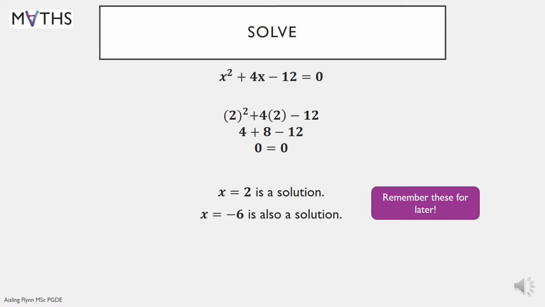Just to demonstrate the minus 6: minus 6 squared plus 4 times minus 6 minus 12. Minus 6 by minus 6 is plus 36. 4 by minus 6 is minus 24, minus 12. So you get 36 minus 36. So you would get your left equals right, your 0 equals 0.